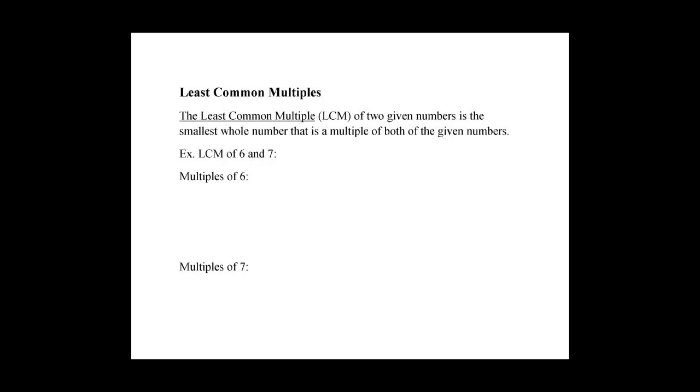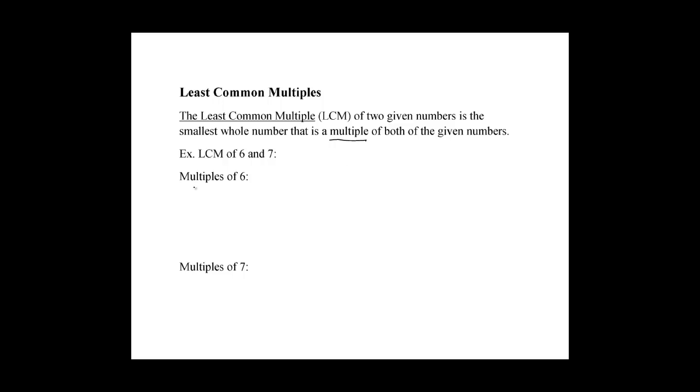Least common multiples. The least common multiple of two given numbers is the smallest whole number that is a multiple of both of those given numbers. Let's look at an example and find the least common multiple of 6 and 7.